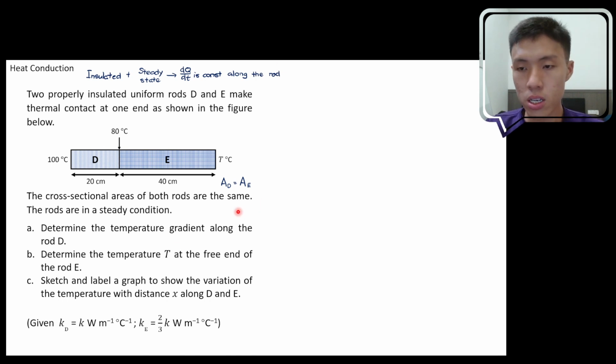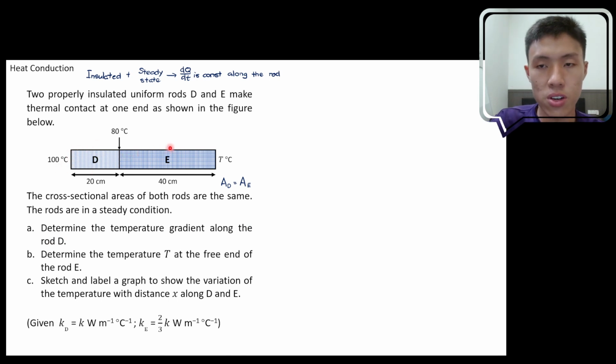Now they say to determine the temperature gradient along the rod. Temperature gradient is how the temperature varies along the rod. So this is quite a straightforward question. They're asking for how the temperature changes, dT, along the rod, dL.